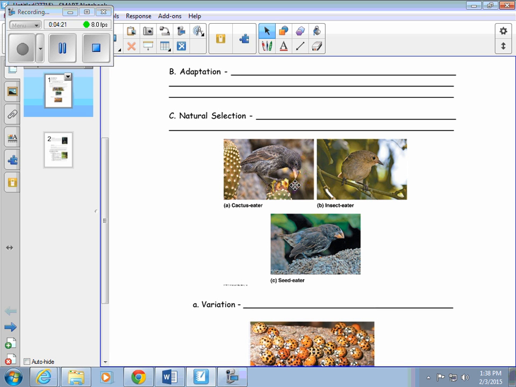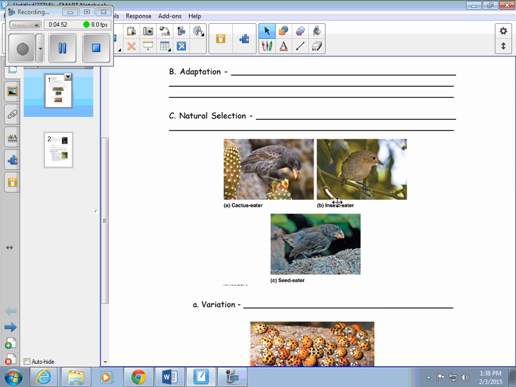It was very sharp, had a very sharp point, and it was used to tear apart the cactus, eat the cactus flowers, and then get the pulp from the inside of the cactus. There was also the insect eater. The insect eater has a very pointy and narrow beak, which was used to grasp insects out of logs or wood. And then there was a seed eater, and the seed eater had a really large beak compared to the other two, which was used to crack seeds open.